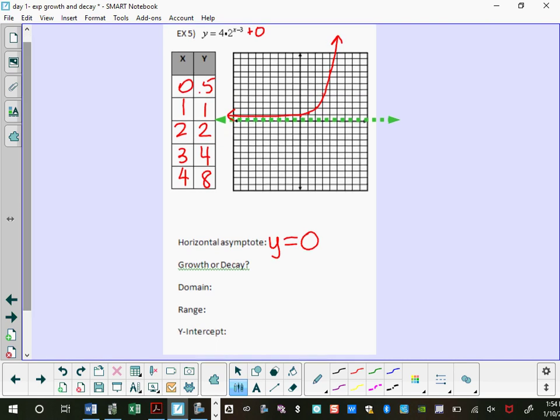Joanna, do I have a growth or do I have a decay? Growth, you guys agree? From left to right, I'm going up. So good, I have a growth. If you wanted to look at your equation to tell whether you had a growth or decay, you would look at this 2, because that's your b technically. Because it's greater than 1, you'll do growth. But I still think it's easier to look at your picture.